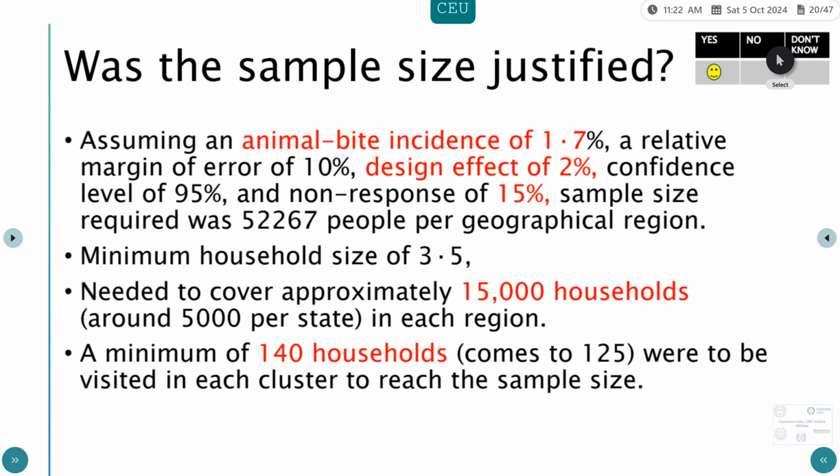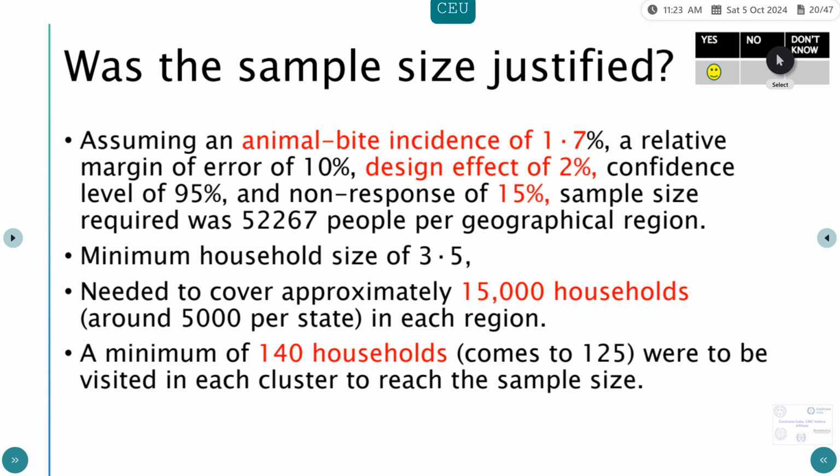When you do cluster sampling, there are some changes in your sampling that can happen. To adjust for that, you have to increase your sample size. That's what design effect is for. Then they've taken an alpha error of 5%, and non-response, or attrition rate, of 15%, based on which they've gotten a sample of 52,000 per geographical region. So that comes to around 2,50,000 to 2,60,000.